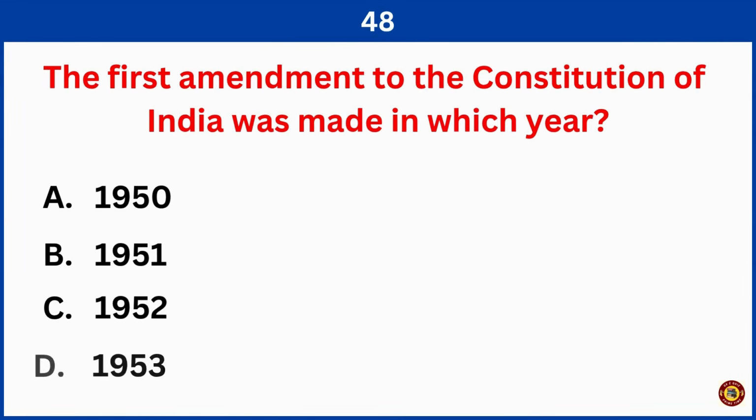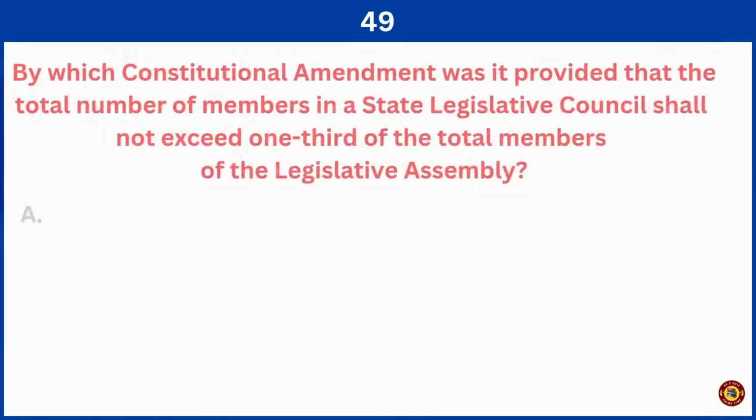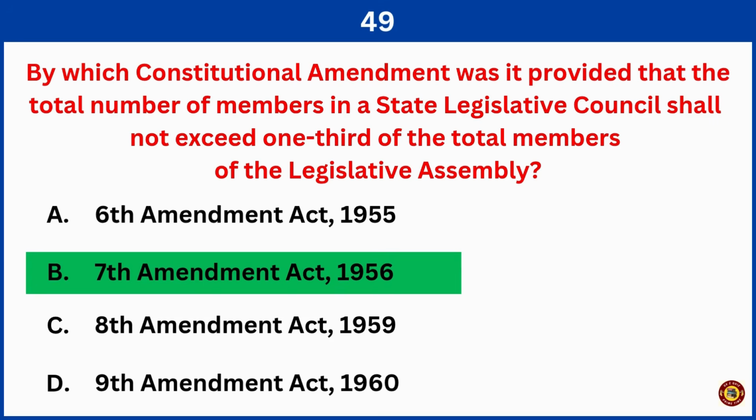The first amendment to the Constitution of India was made in which year? Right answer is option B, 1951. By which constitutional amendment was it provided that the total number of members in a state legislative council shall not exceed one third of the total members of the Legislative Assembly? Right answer is option B, 7th Amendment Act 1956.